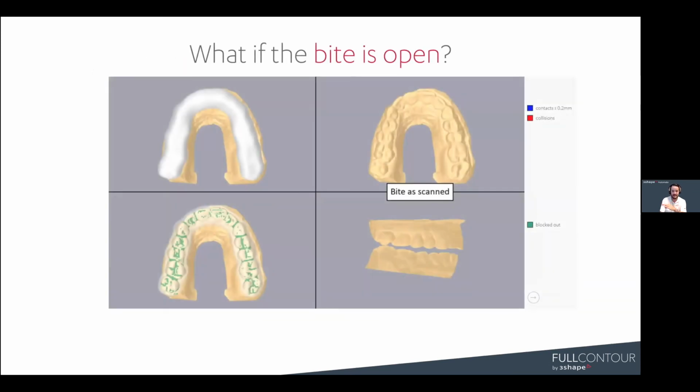But what if the bite is open? What if you upload a case like this? What happens? Well, we're still going to design a Nightguard for you. What you're going to see, though, is your bite scan is open, which you should pay attention to. And in the upper left, you see there are no occlusal contacts. We still designed a Nightguard, and you could still use it and fit it to your model, but you might have to make some fit adjustments against the opposing arch to make sure it fits okay.